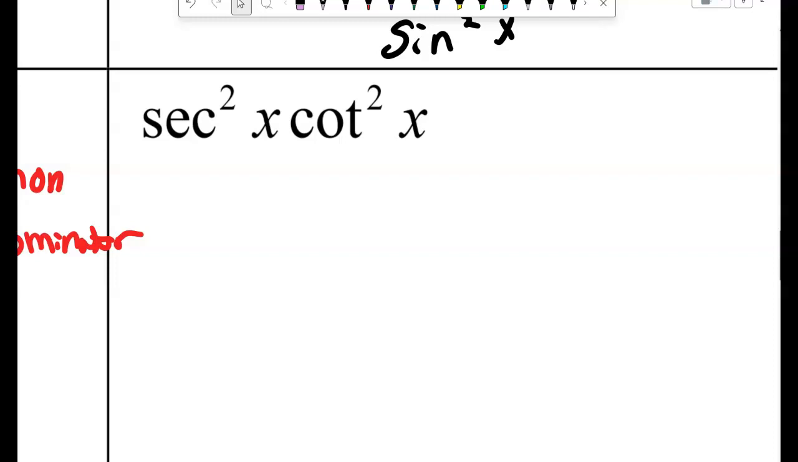Secant squared x times cotangent squared x. And honestly, you could probably think of this one a couple different ways. I'm curious to know how you guys would do it.